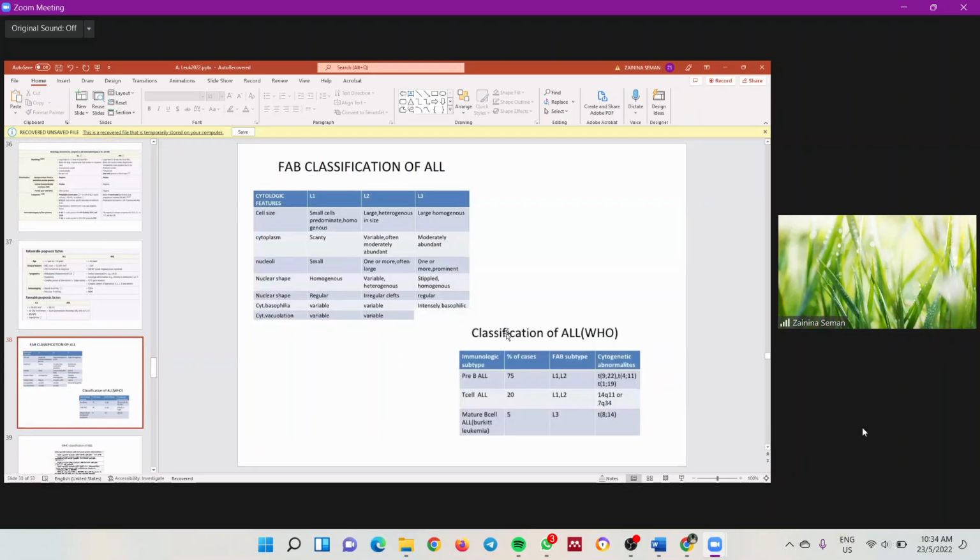This is to illustrate the difference from our old classification, which is mainly based on the morphology of the blood cells, as well as the current WHO classification, in which they have incorporated the cytogenetic abnormalities into the classification. This is for ALL, is quite nice, easy for you to understand.